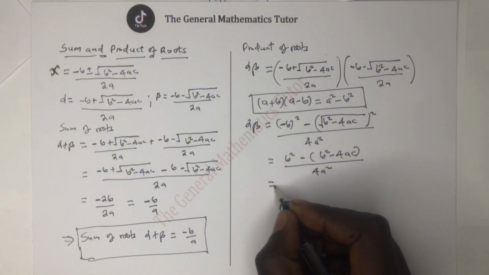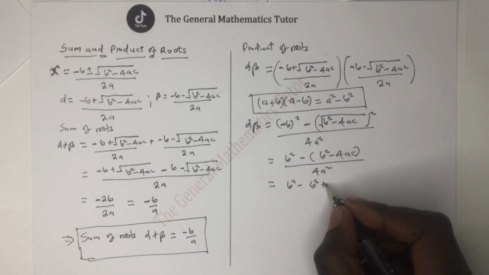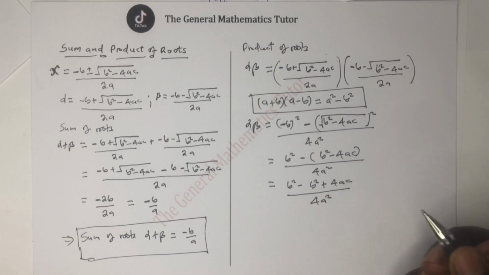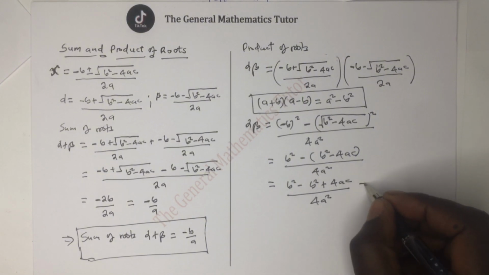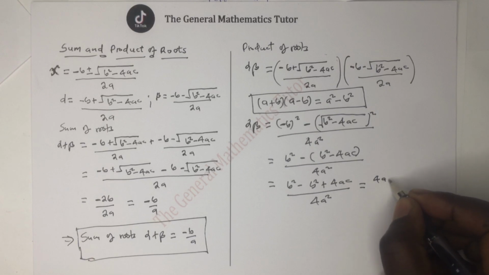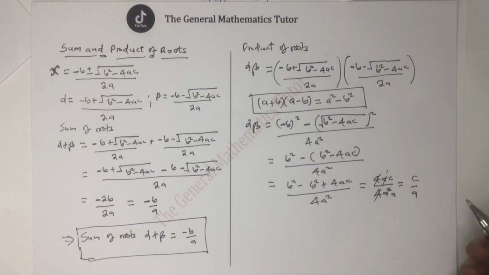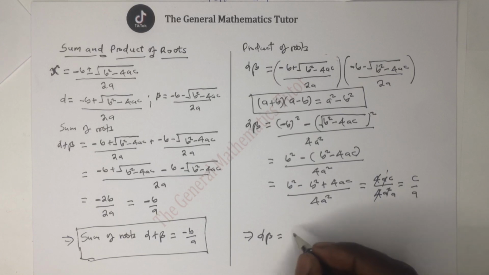Let us open up that bracket. We have b squared minus b squared, and minus minus is plus 4ac, over 4a squared. So b squared minus b squared is 0, which means we are just left with 4ac over 4a squared. 4 and 4 will cancel, then a goes into a once and into a squared a times, so we are left with c over a. It therefore means that the product of roots is given by c over a.